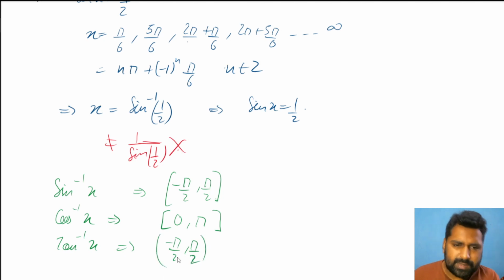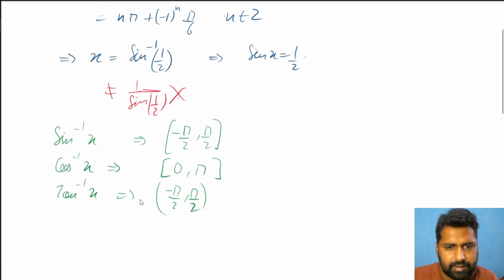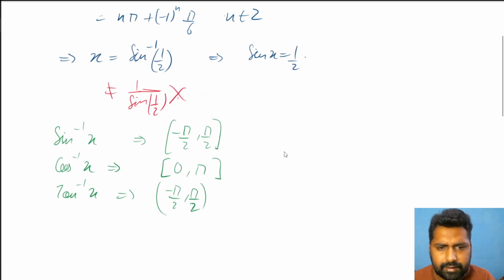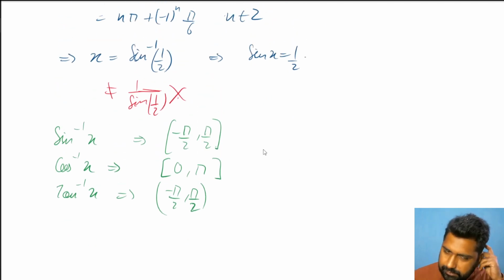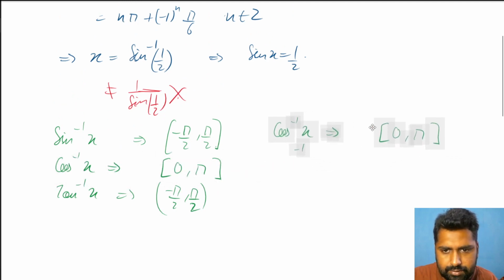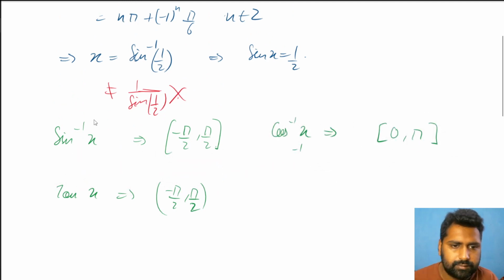I'll not talk specifically about sec, cosec, cot. There are principal ranges for those also, but they have pretty much the same idea. In fact, let me write it anyway. Rather than writing like this, I'll categorize this also.